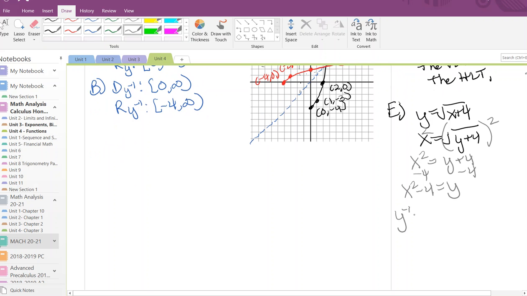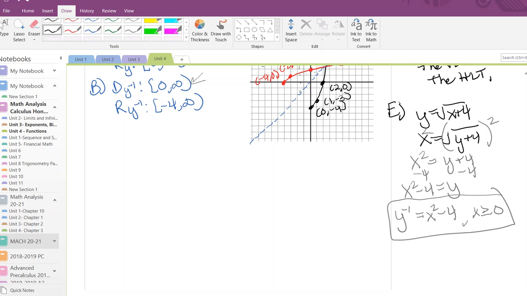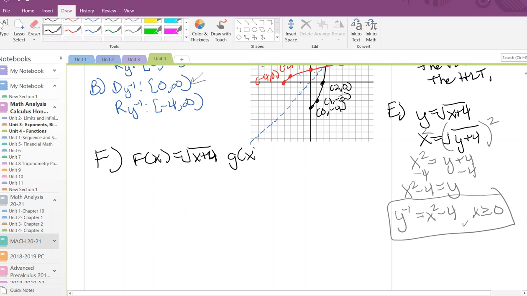Now the only thing you have to keep in mind is that there is a restriction on the domain here. It has to be greater than or equal to 0. So there you go. So that is your inverse for part E. For part F, it says prove that they're inverses. So f of x is equal to the square root of x plus 4, and g of x will be x squared minus 4.